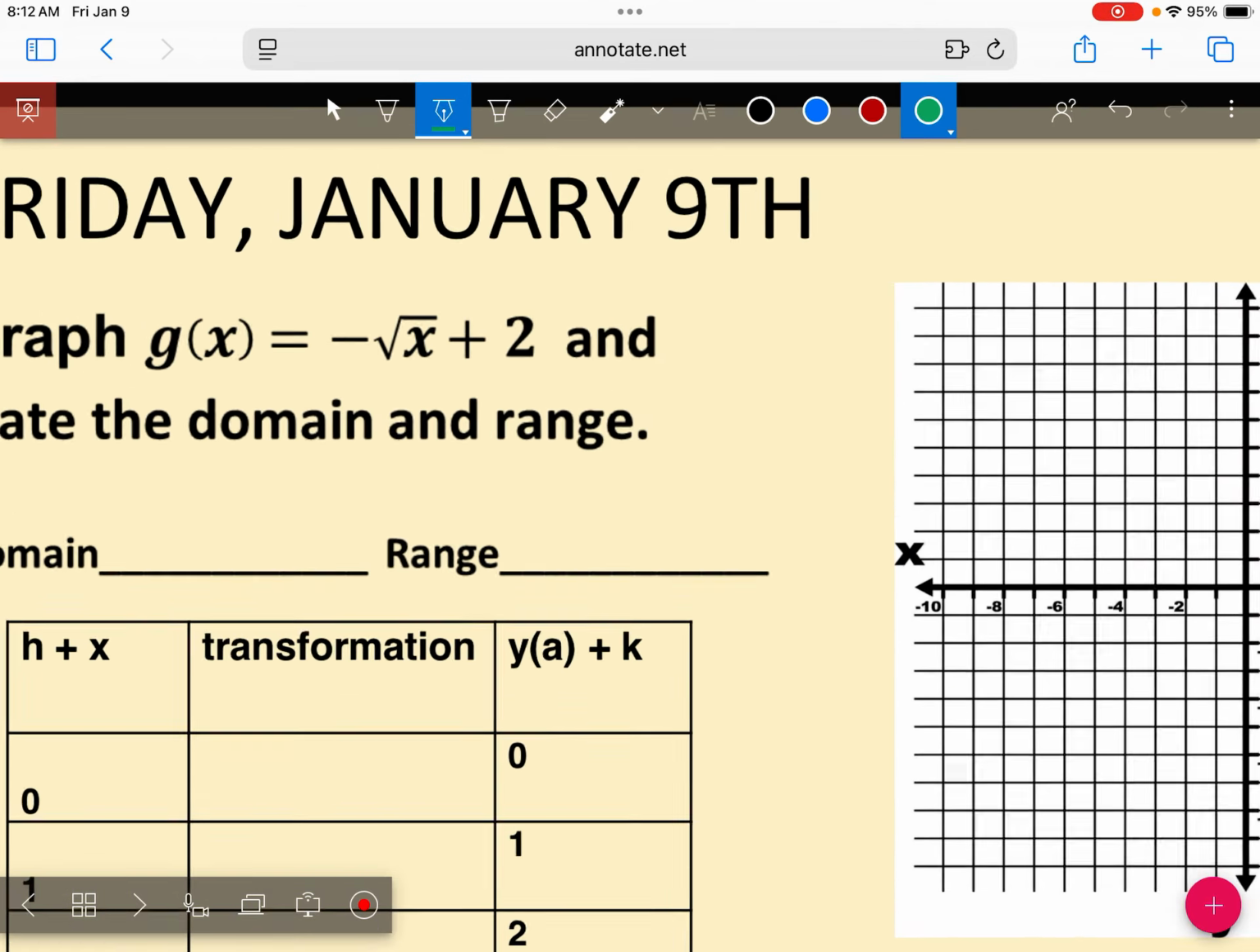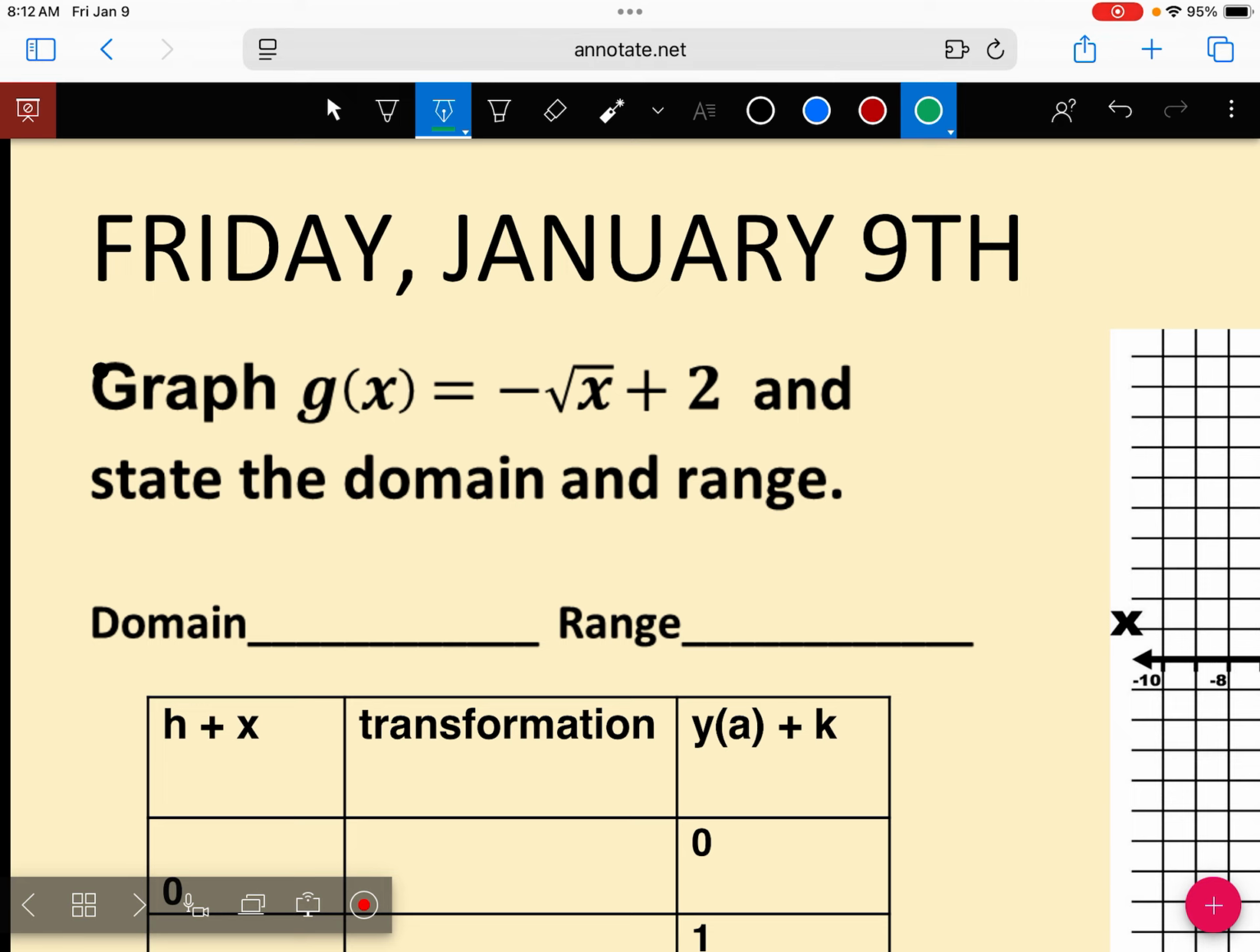Looking at this function, what is A, H, and K? What is A? A is -1 because that's what's in front. H is under and opposite, but do you notice that there's nothing under, just X? So what does that mean H is? H is 0.